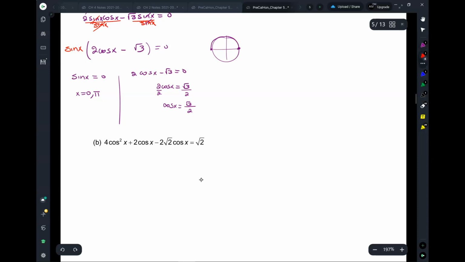Okay, so now I want to see where cosine is equal to root 3 over 2. Cosine is the x value, so I want the angle where the x value is higher. So pi over 6. And then where else is cosine positive? Here on the bottom quadrant. So this is 11 pi over 6.